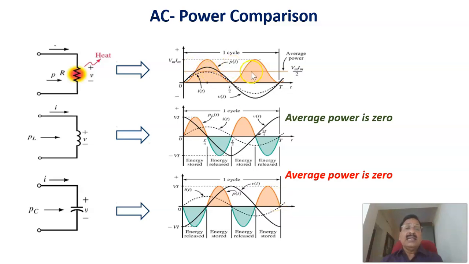But here reactive power equals 0, and only the active power comes here. Therefore, this is a pure resistance case, this is a pure inductance case, and this is a pure capacitance case. Here average power equals 0. Again, here also average power equals 0. Here average power is the active power. Average reactive power equals 0 in this case.